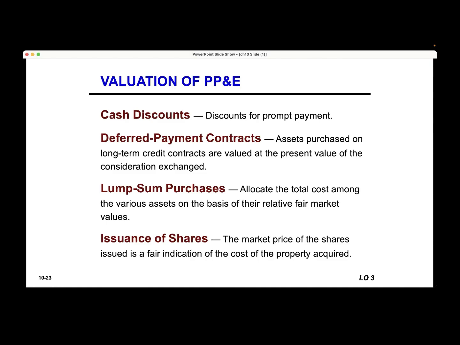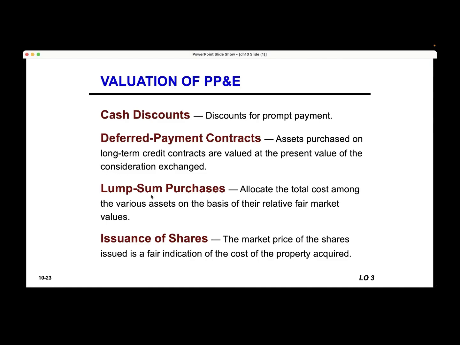Next, for the asset purchased on a long-term credit contract, number 2 here, the valuation is based on the present value of the consideration exchanged. So, even though the company may pay over time, the asset is recorded at its present value at the time of acquisition. And here, if you can still recall the concept of time value of money, here we apply that concept. Hope you still remember your topic from last semester.